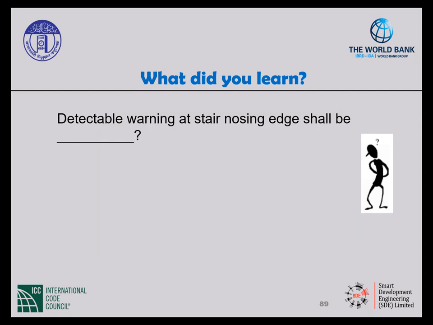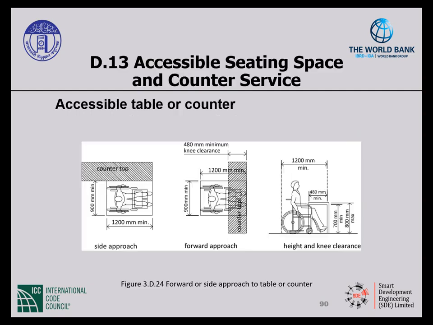What did you learn? Detectable warning at stair nosing edge shall be 35 to 50 millimeters, 40 to 55 millimeters, 45 to 60 millimeters, or 50 to 65 millimeters. And the answer is 50 to 65 millimeters.